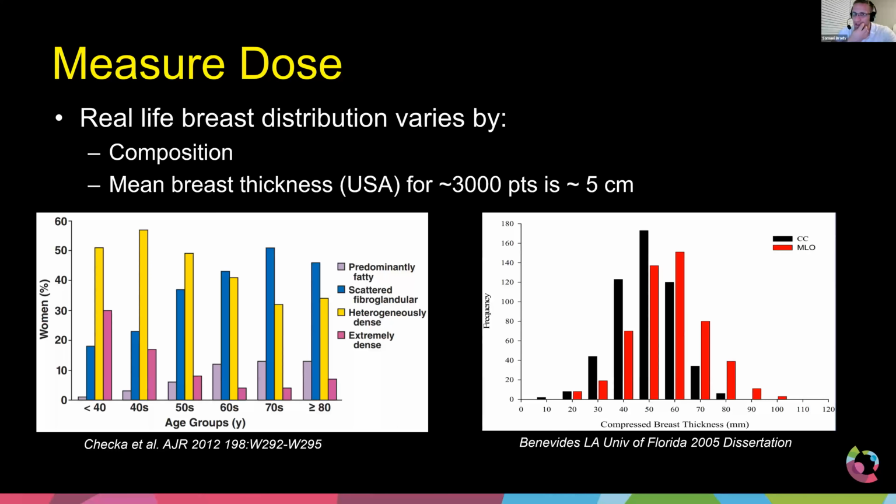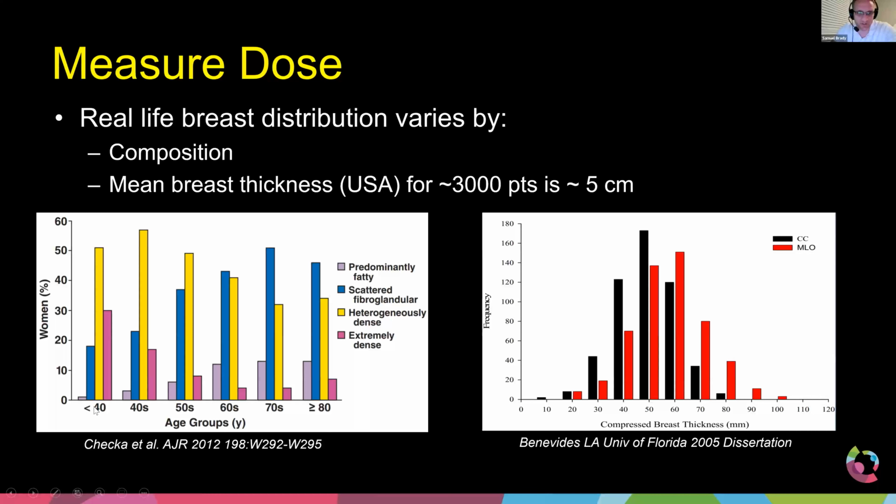Now, you have to forgive me, I looked. I'm sure there's a paper out there, I just couldn't find it. But there was a publication that looked at the breakdown of percent glandularity. And this was done here in the US, where they looked at about 3,000 patients. They took all of their mammograms and they looked at the percent density of glandularity and thickness and a bunch of other things. So here, let's look at the plot on the left.